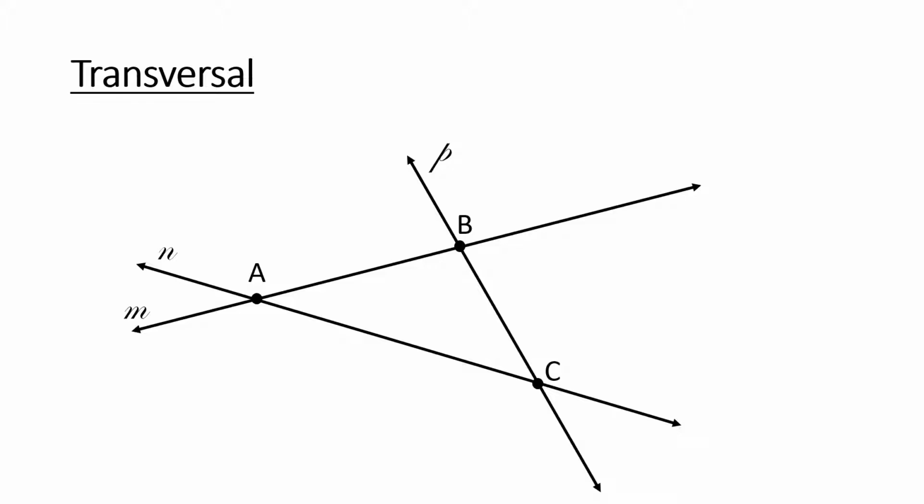Now, sometimes pictures can be a little bit more complex. So in this case, we can look at it different ways. If we look at line M, it is the transversal of lines N and P intersecting at points A and B. But we can also look at line P. In that case, line P is the transversal of lines N and M intersecting at points P and B. And lastly, we can look at line N. Line N is the transversal of lines M and P, which intersects those lines at points A and C.